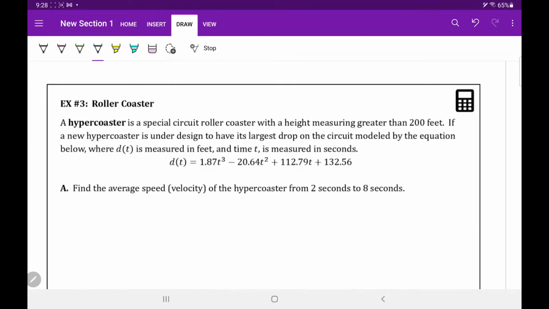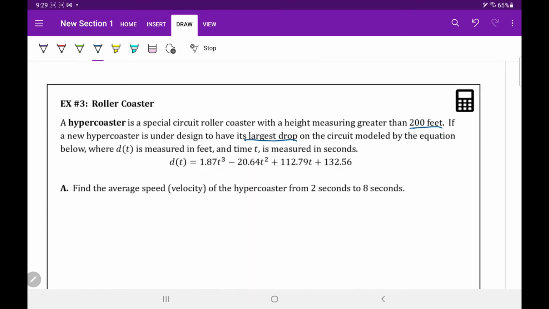Okay, let's look at this example about the roller coaster. A hypercoaster is a special circuit roller coaster with a height measuring greater than 200 feet. If a new hypercoaster is under design to have its largest drop on the circuit modeled by the equation below, where d of t is measured in feet and time t is measured in seconds. So this is the formula.